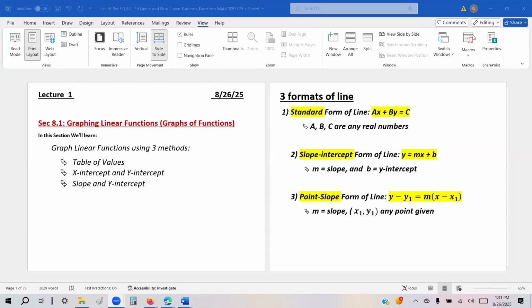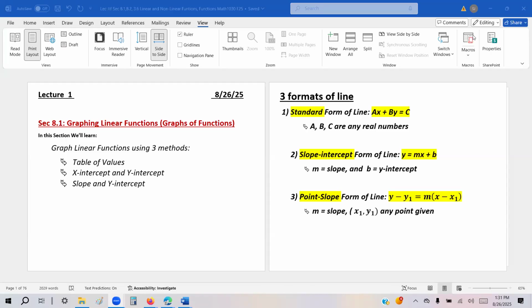The first format is standard form. In standard form, we keep x and y together on one side and the constant on the other side. So we write ax plus by equals c, where a and b are the coefficients of x and y. All of these a, b, c are real numbers. They could be whole numbers, fractions, decimals, anything as long as they're real.